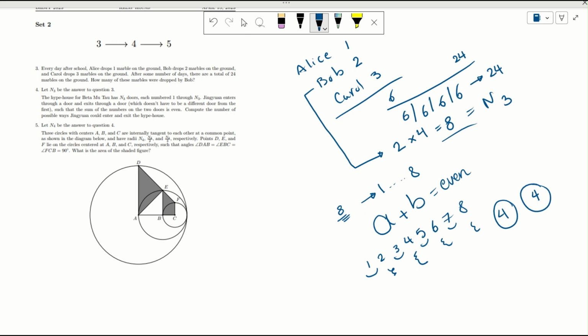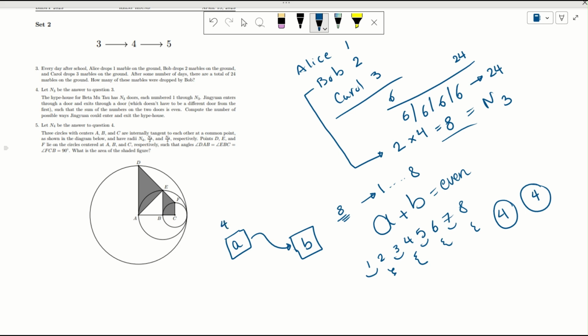Now, when you have 4 numbers odd and 4 numbers even, and you want to enter a door and then exit another door, and the number that you have on the first door and the second door needs to be summed and it should be even, you can say that if A is even, then B needs to be even, and if A is odd, then B needs to be odd. How many even numbers do we have?